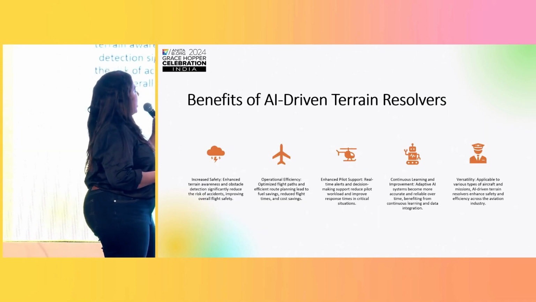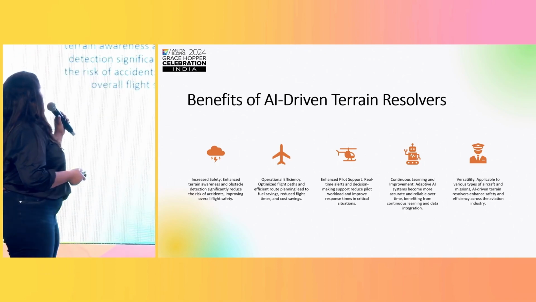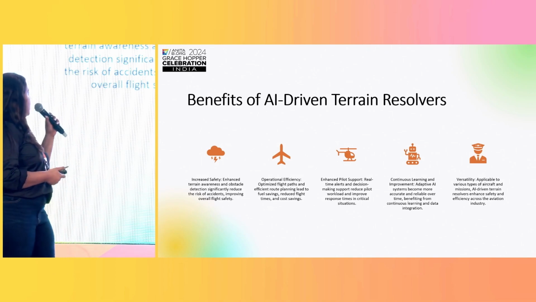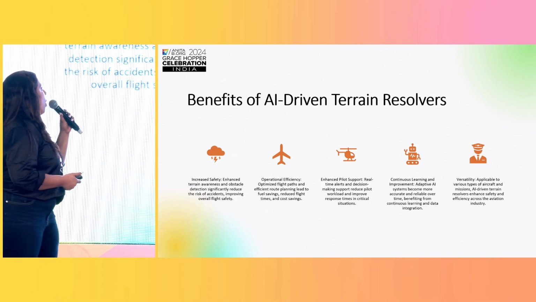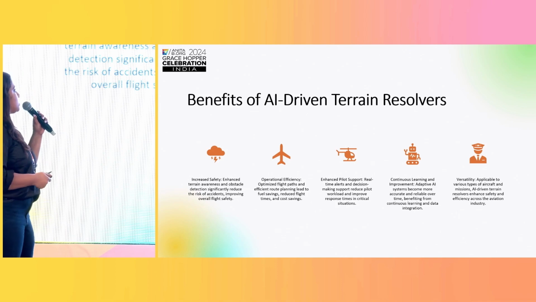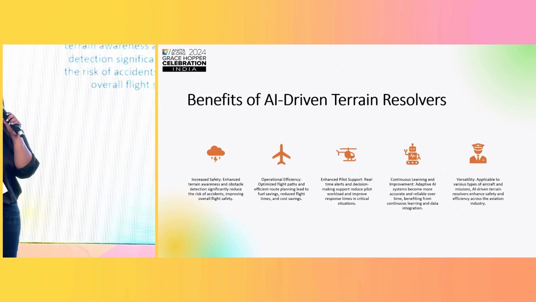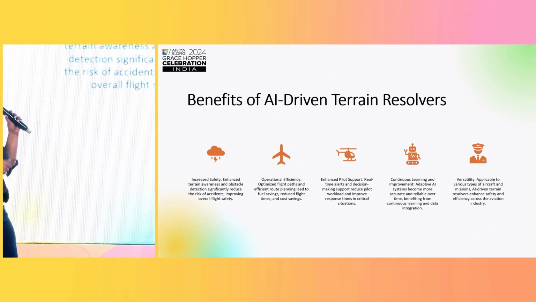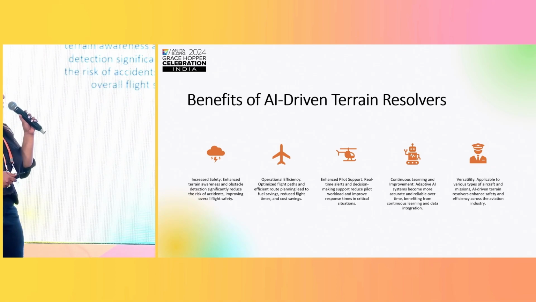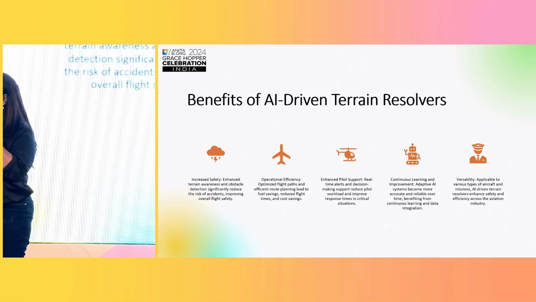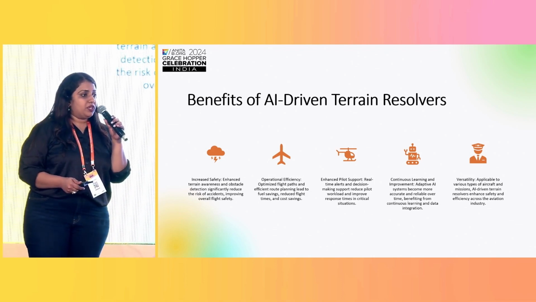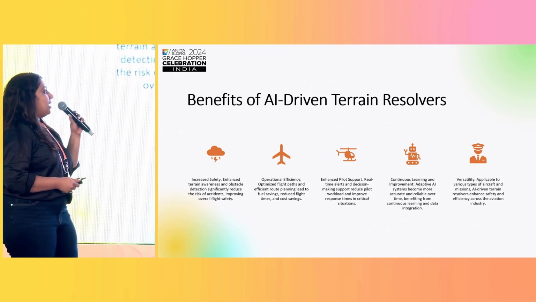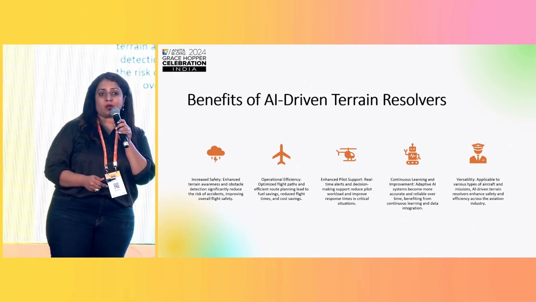So we will go through the benefits of AI-driven terrain resolvers. One is increased safety. It will help in obstacle detection, so it will increase safety while traveling. Of course, when you are about 30,000 to 40,000 feet above the ground, it is very important. Then operational efficiency: in terms of flight, it will help with optimized flight paths and fuel savings. As I said, it is a perfect assistant for the pilots, enhancing pilot support by providing real-time alerts. Then continuous learning and improvement. Since we are using Gen AI, it is an adaptive AI system. Over time, when we provide more and more data patterns, it will become more and more intelligent. And versatility: applicable to various types of aircraft and missions, from commercial to fighter missions. So AI-driven terrain resolvers enhance safety and efficiency across the aviation industry.